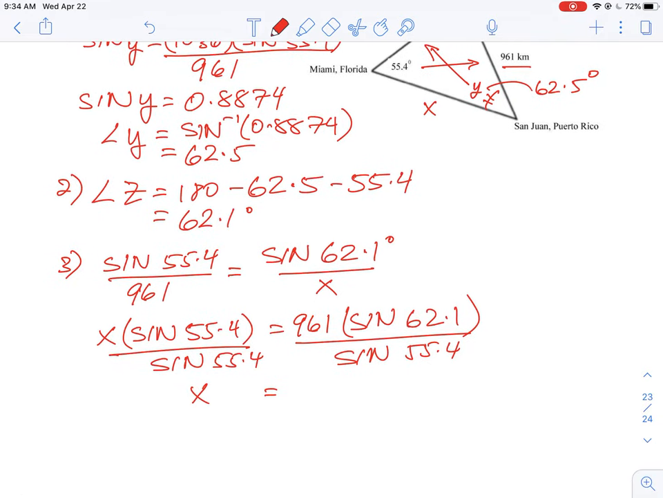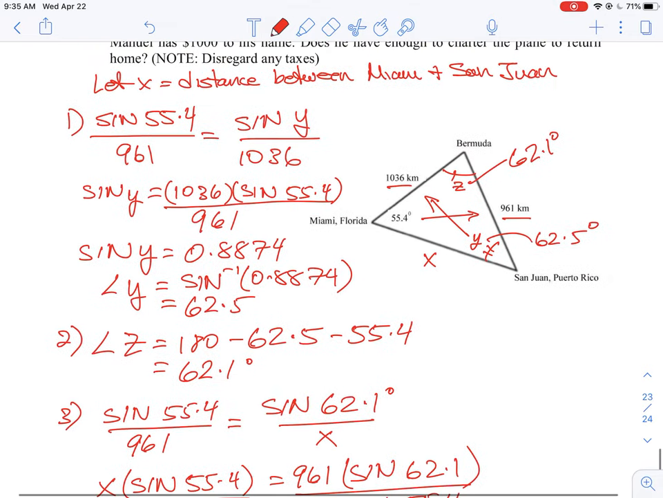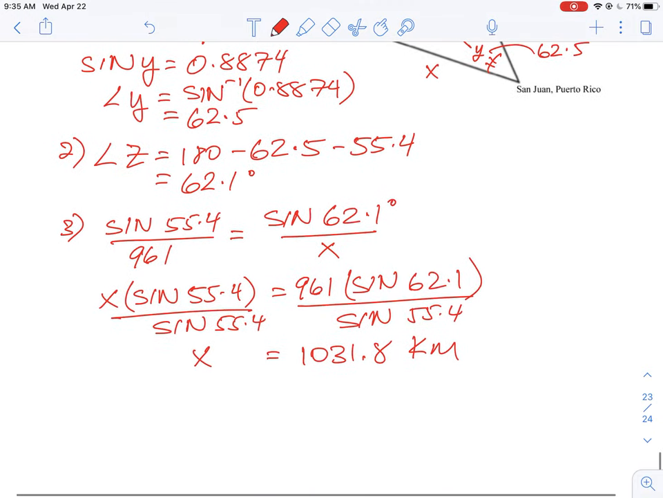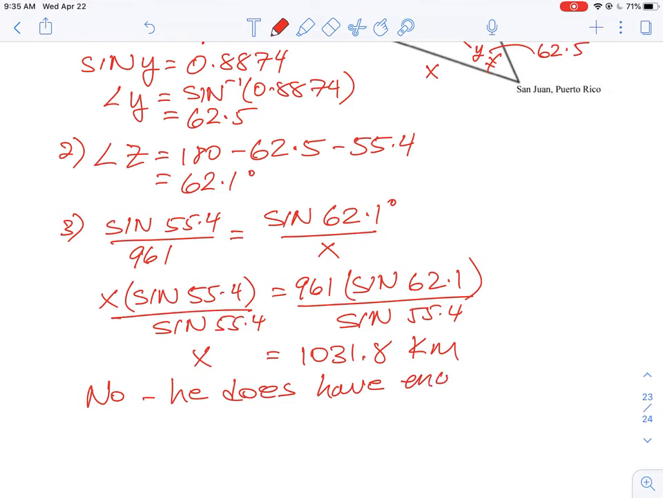Now, x is a distance value, so we don't need to use an inverse function. We just need to calculate using the calculator and work out our sine values. And then we will see that this is 1,031.8 approximately kilometers. So the question in the end says, does he have enough to fly home if he only has $1,000 and it's a dollar for every kilometer? So the answer is no. He does not have enough money. Okay, at $1 per kilometer, he would need $1,031 in order to make this trek back home, but he's short by the 31.8. All right, so that is how that question works.